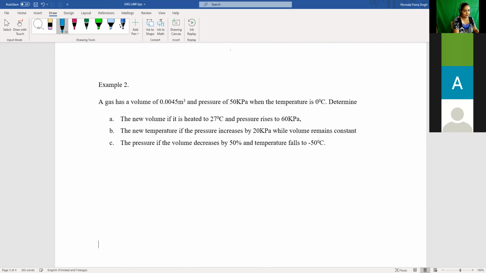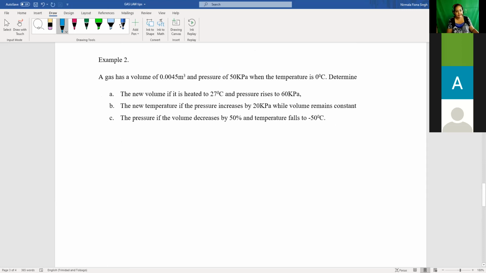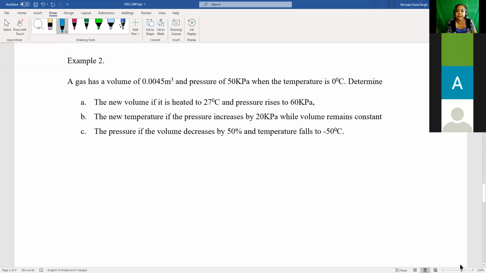Question 2, example 2. Let's read our question. A gas has a volume of 0.0045 meters cubed, a pressure of 50 kilopascals, and a temperature of 0 degrees Celsius. Determine A, the new volume if the gas is heated to 27 degrees Celsius and the pressure rises to 60 kilopascals. The thing about these is that all of these 3 parts are very different questions. They take different parts of your formula. So let's look. First thing you do, P1, V1, T1, this is for A.